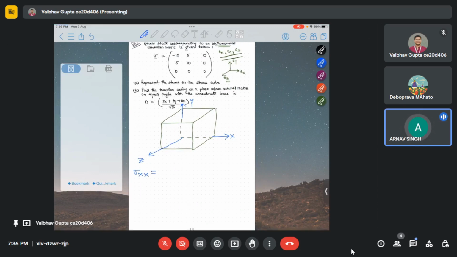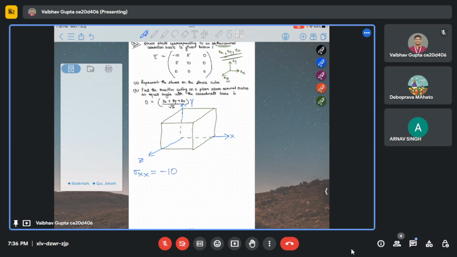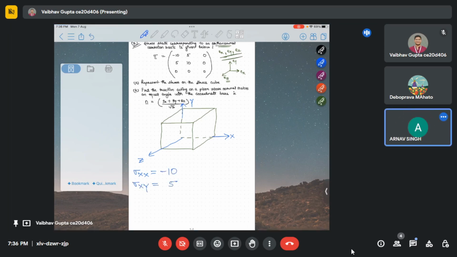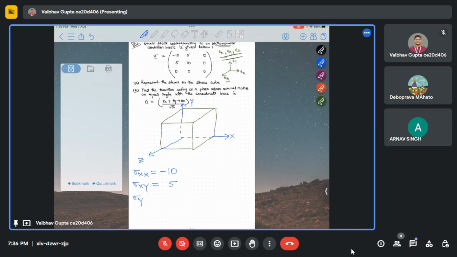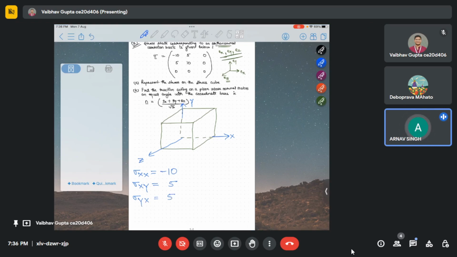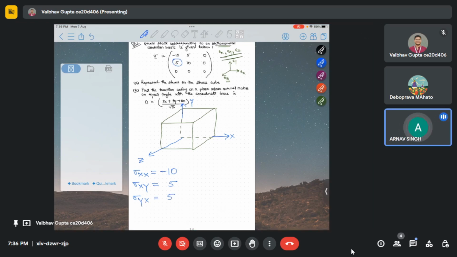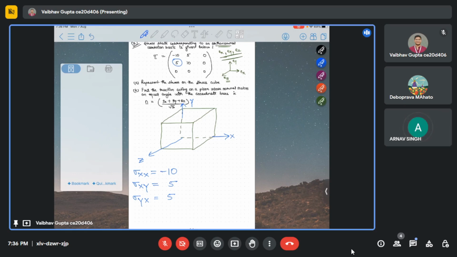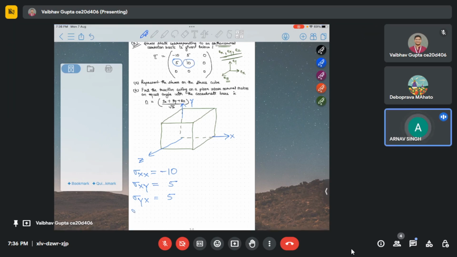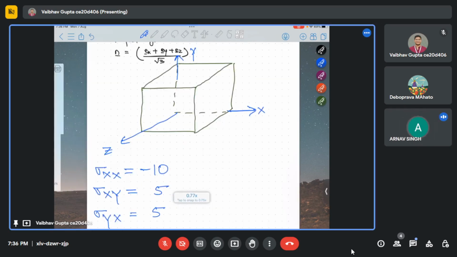First of all, tell me what is sigma xx in the question. Sigma xx is equal to minus 10. Very good. What is sigma xy? Sigma xy is equal to 5. Good. What is sigma yx? It is 5. See this. And sigma yy is equal to 10. So now you know this.